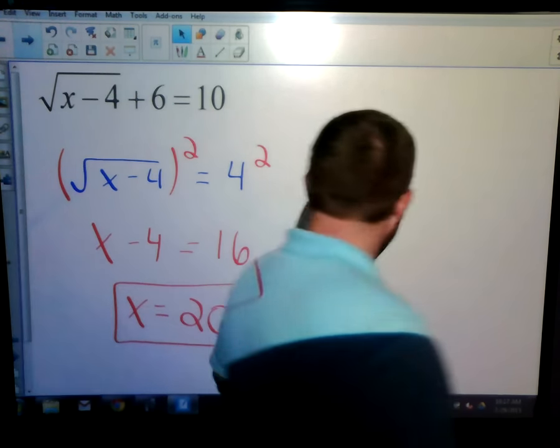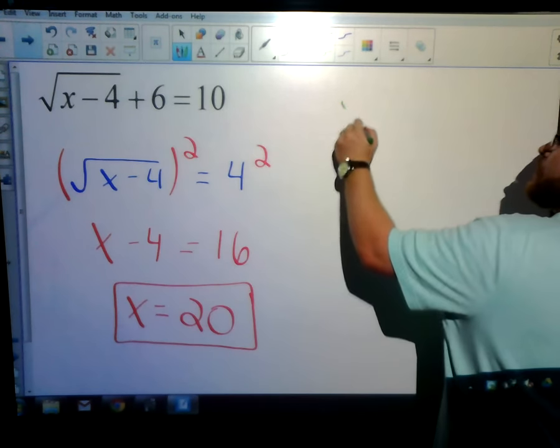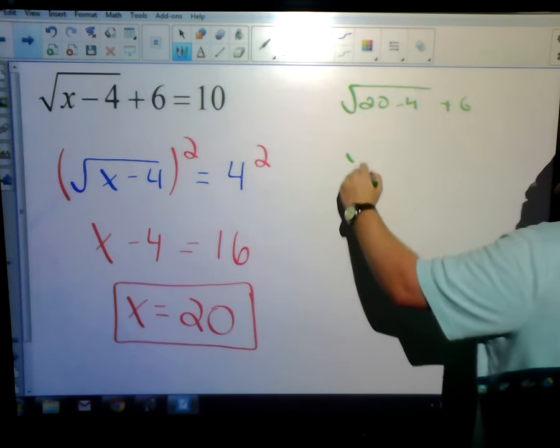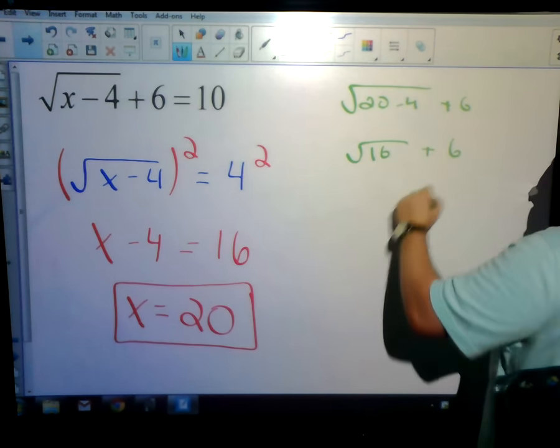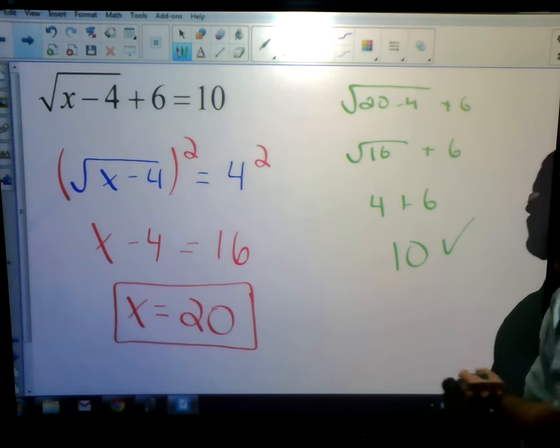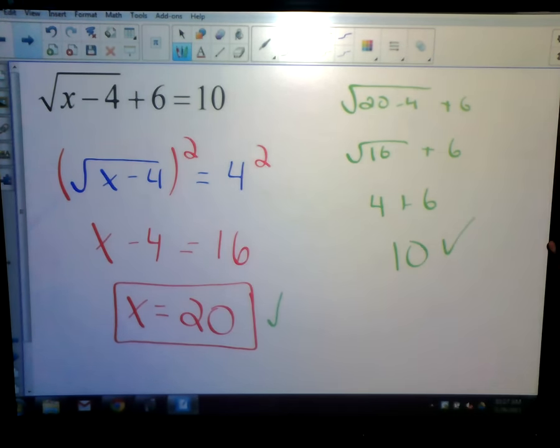Check it. You always have to check these. 20 minus 4 plus 6. That's square root of 16 plus 6. Square root of 16 is 4, plus 6. And that's 10. And that's what we wanted, so that one works.